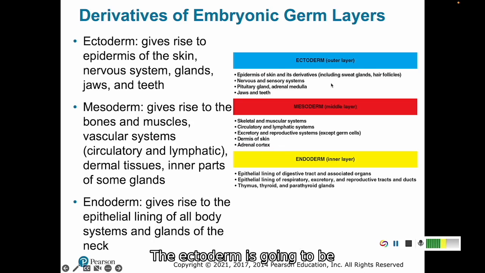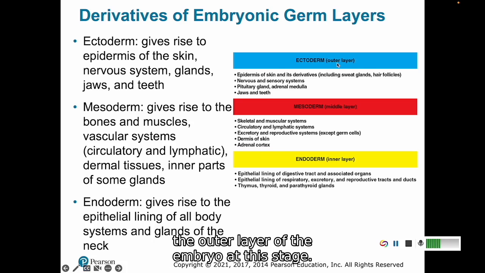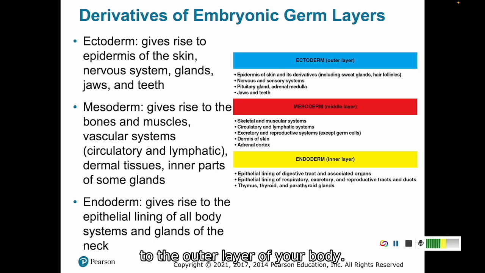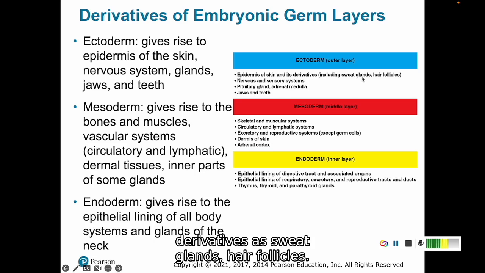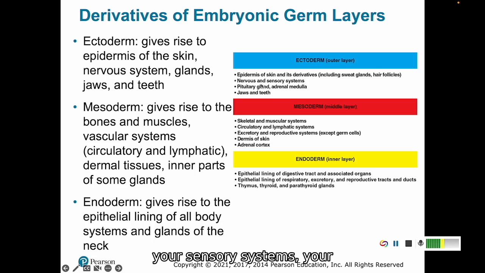The ectoderm is going to be the outer layer of the embryo at this stage, and those cells are going to give rise to the outer layer of your body. That would be the epidermis, the skin and skin's derivatives, so sweat glands, hair follicles. It'll also give rise to your nervous system, your sensory systems, your pituitary gland, adrenal medulla, so a lot of your glands, your jaws, and your teeth.